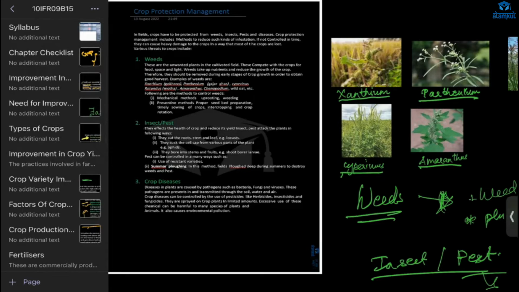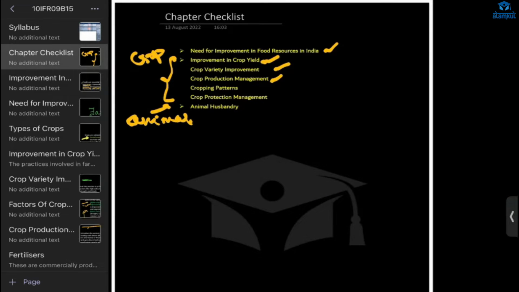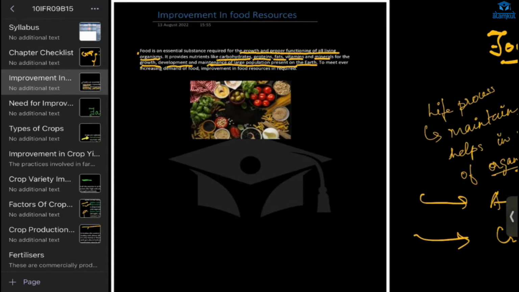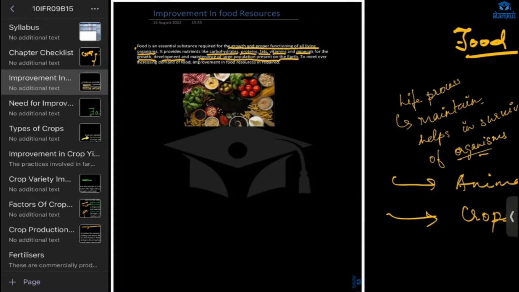We have started a chapter that is improvement in food resources. Okay? So, what is food resources? The resources from where we get food. We get food from two major resources. What are those? First, it's plants. Next, it is animals, right? We get food from those things.